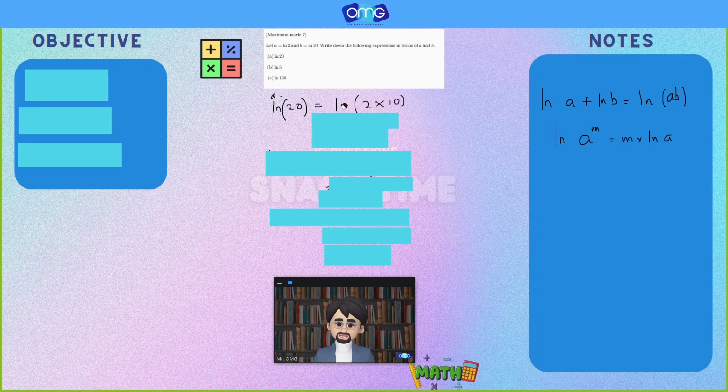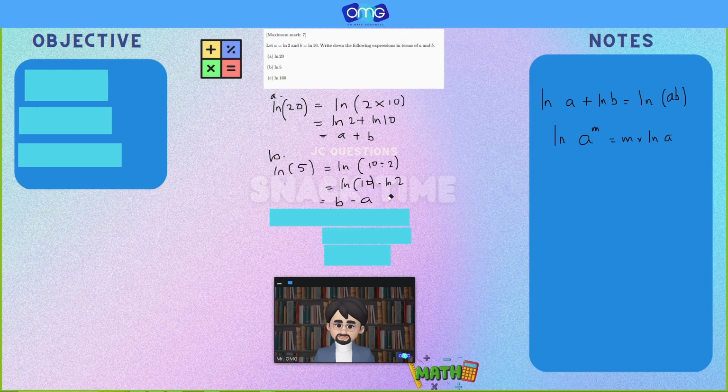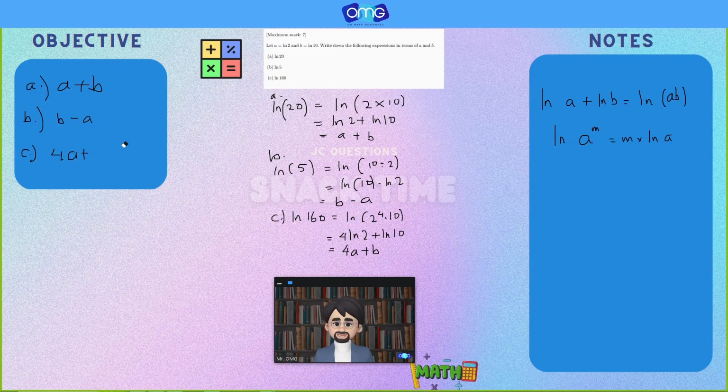ln 20 is ln of 2 times 10. That's why this is ln 2 plus ln 10. This is a plus b. And ln 5 is 10 divided by 2, which is b minus a. How about ln 160? This is 2 to the power of 4, which is 16, times 10. And this leads us to 4 ln 2 plus ln 10, which is 4a plus b. And that's the answer.